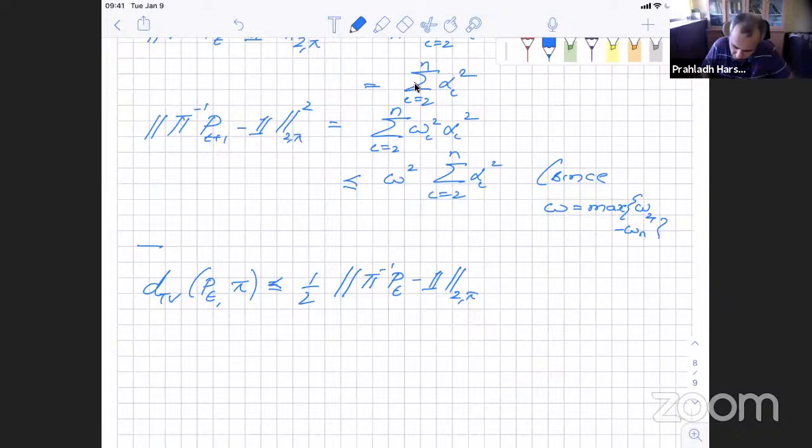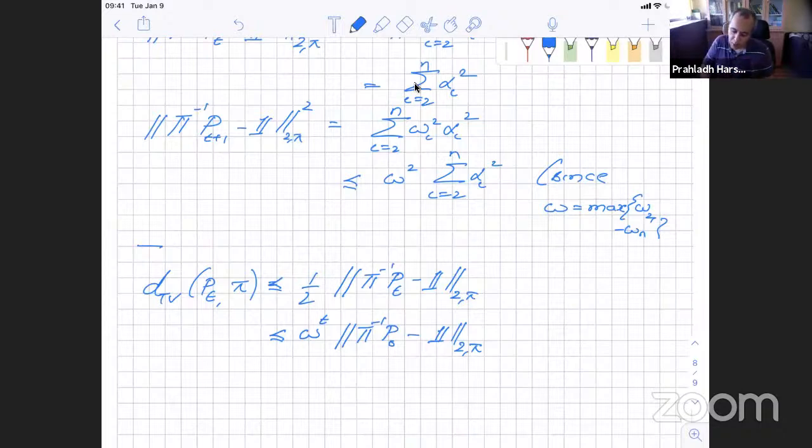This is at most omega. Each time it's falling by, so this is at most omega to the power t times the L2 norm of pi inverse P0 minus 1. Each time it falls by a factor of omega square. Therefore, the square falls by a factor of omega square. Therefore, without the square, it falls by a factor of omega, and this is going to 0.